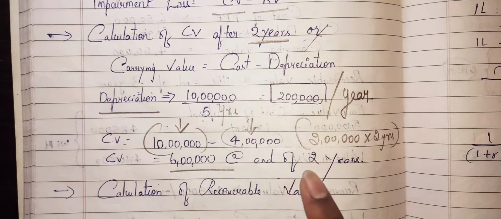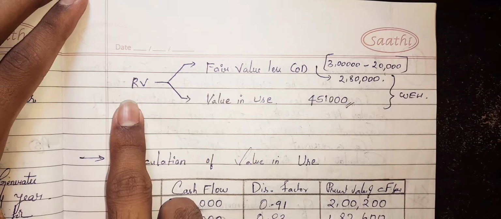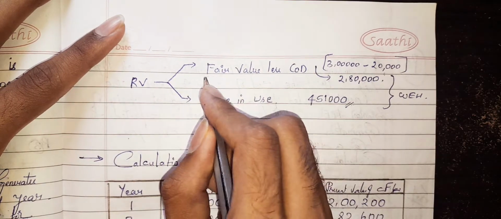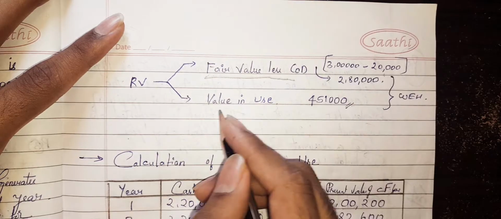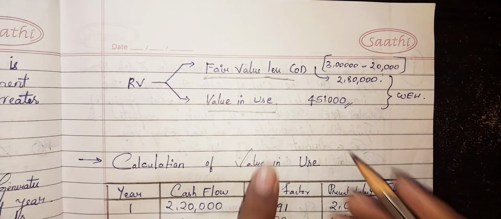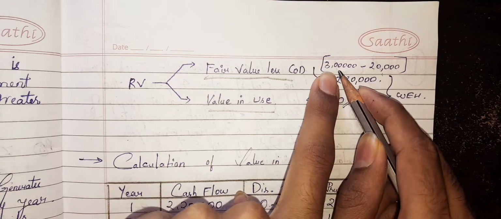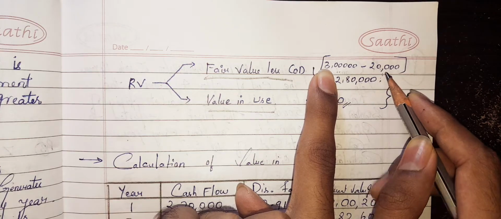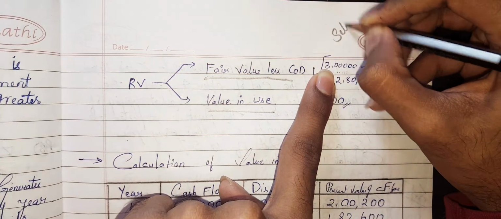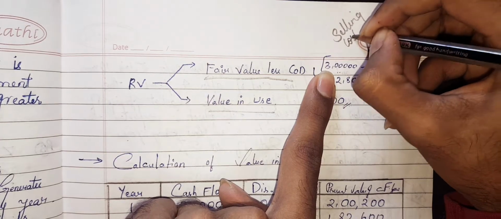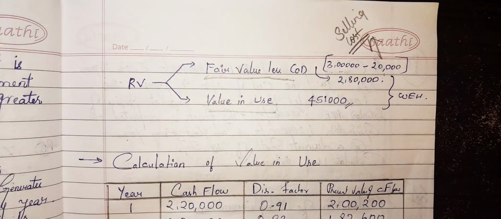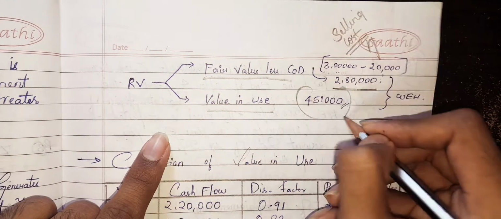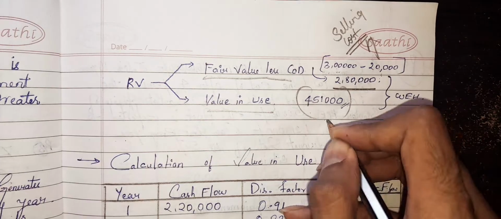Now we have to find out the recoverable value. In order to find the recoverable value, there is a formula. We will compare two items: one is fair value less cost of disposal, the other is value in use. For fair value, they have given that the similar asset, if sold in the market, will fetch 3 lakh rupees minus the selling cost. This 20,000 is the selling cost, that is the cost of disposal, which we have to subtract. So it will be 2,80,000 rupees. Value in use has not been given in the question; we have to find it out.